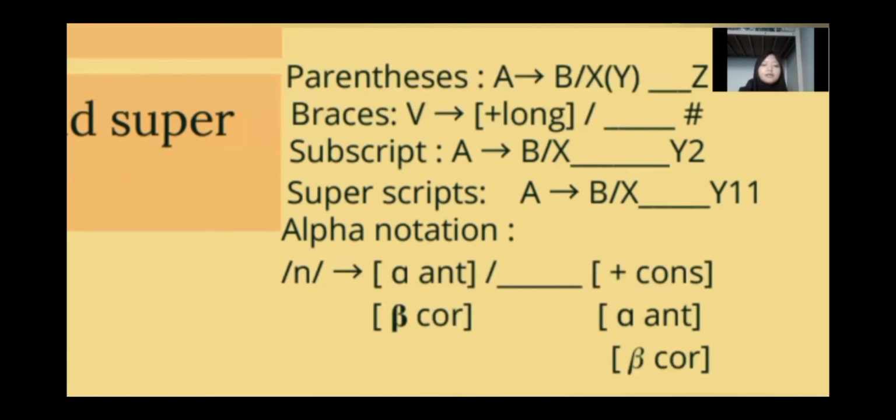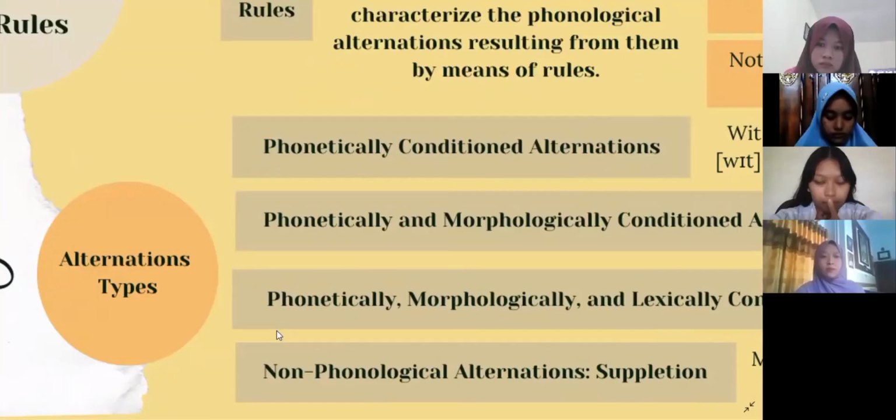Next is alpha notation. Alpha notation represents either plus or minus, matching the value of an occurrence of the feature in question elsewhere in the rule. In here, if two rules are identical except for the values of the same feature, then the two rules can be replaced by a single rule. The values which are different in the two rules are replaced by a variable. Okay, that's all, and the next material will be delivered by my friend.